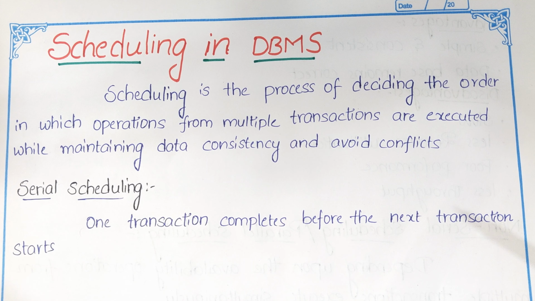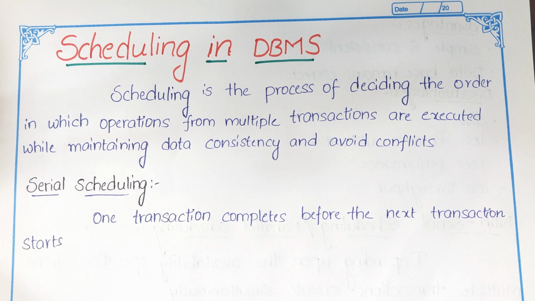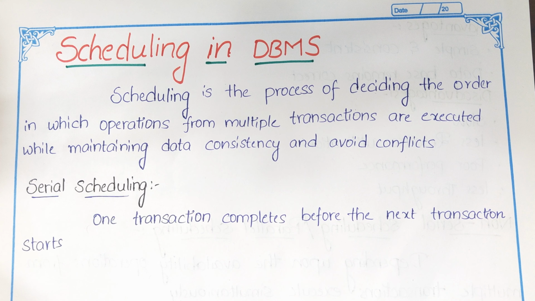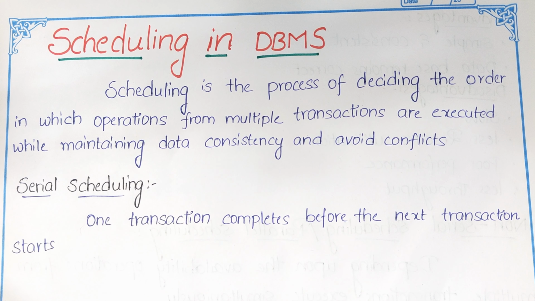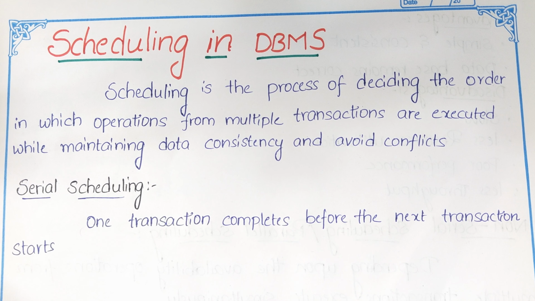In a simple example, we can say that a few people are waiting to submit their assignments to their faculty. If many people come and give their assignments immediately to the faculty, it may lead to confusion, right? So one single person will come at a time and give their assignment, so the teacher understands who submitted which assignment. In the same way, DBMS decides in which order the transaction operations should execute. That decision-making process is called scheduling.